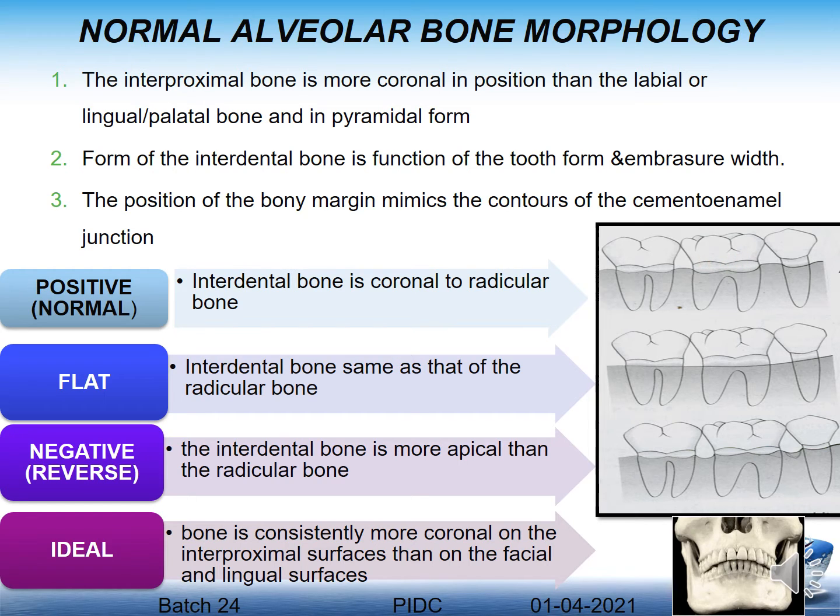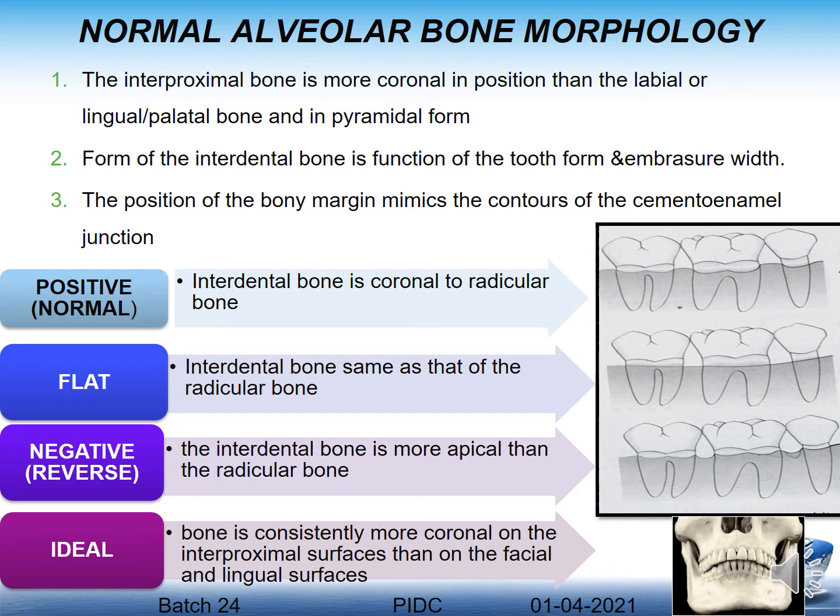To tell more about the different forms of bone, we would have already learned this in the chapter on bone patterns and laws of bone destruction, about the architecture of bone. A positive or normal architecture is one in which the interdental bone is found coronal to the radicular bone. A flat architecture is one in which the interdental bone is at the same level as the radicular bone. Negative or reverse architecture is where the interproximal bone is a little apical to the radicular bone on both sides. You can see that it is dipped inside.